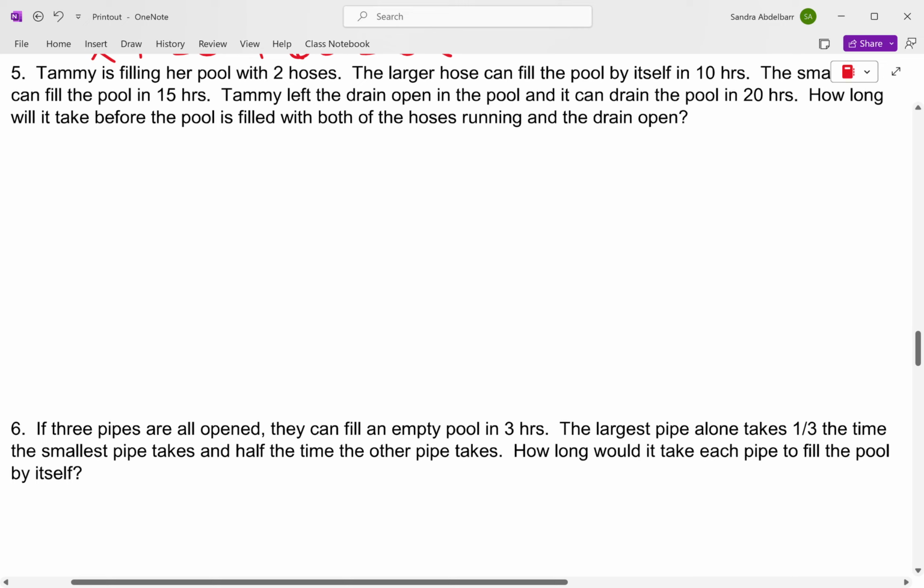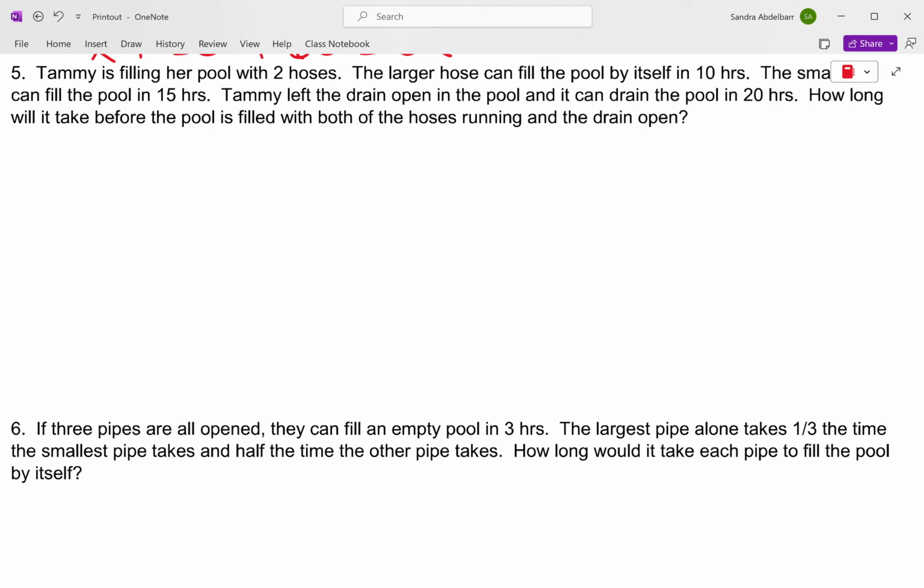Okay, next one. Tammy is filling her pool with 2 hoses. The larger hose can fill the pool by itself in 10 hours. The smaller hose can fill the pool in 15 hours. Tammy left the drain open in the pool, and it can drain the whole pool in 20 hours. How long will it take before the pool is filled with both of the hoses running and the drain opened?